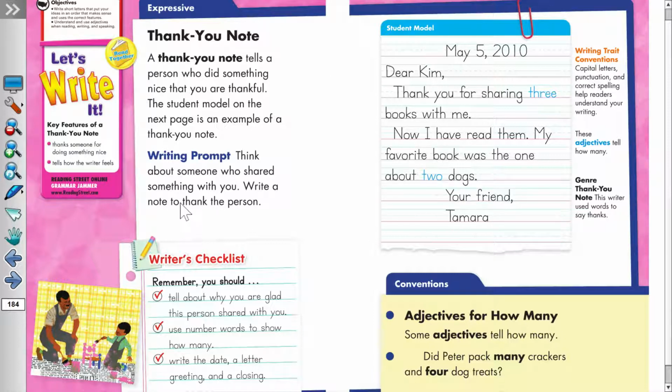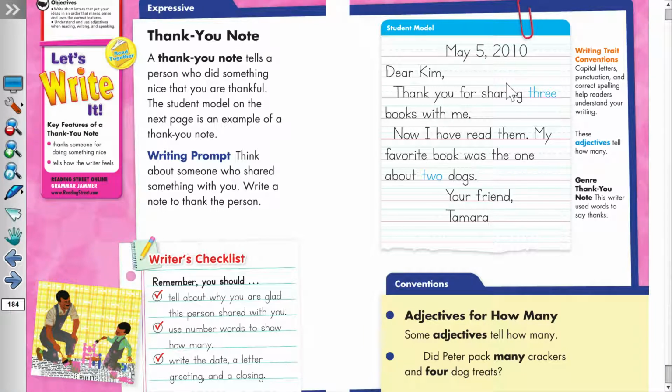So today, I'm going to ask you to write a thank you note. I'd like you to think about someone who has shared something with you. You can write a note to thank the person. Here is your writer's checklist so you can remember what to include. You want to tell about why you're glad this person shared with you. I want you to use some number words to show how many of something that they shared. And then I'd like you to write the date, a letter greeting, and a closing.